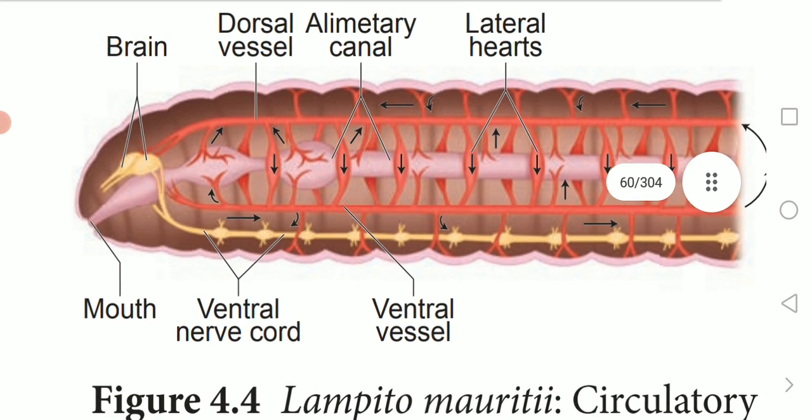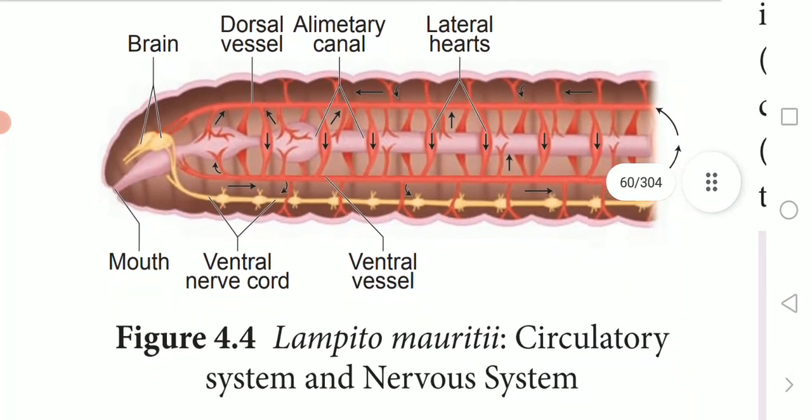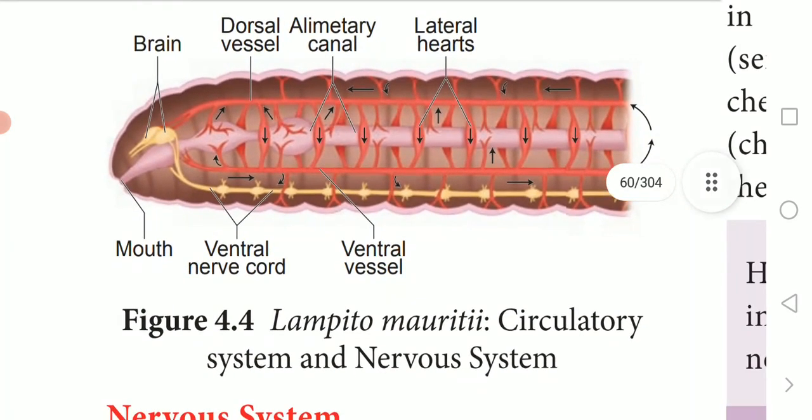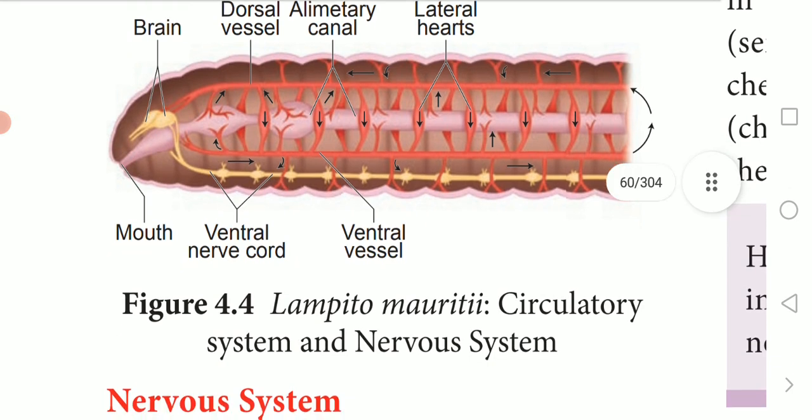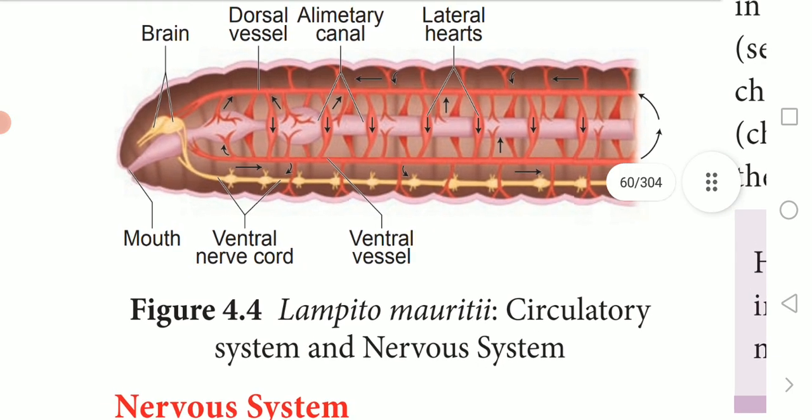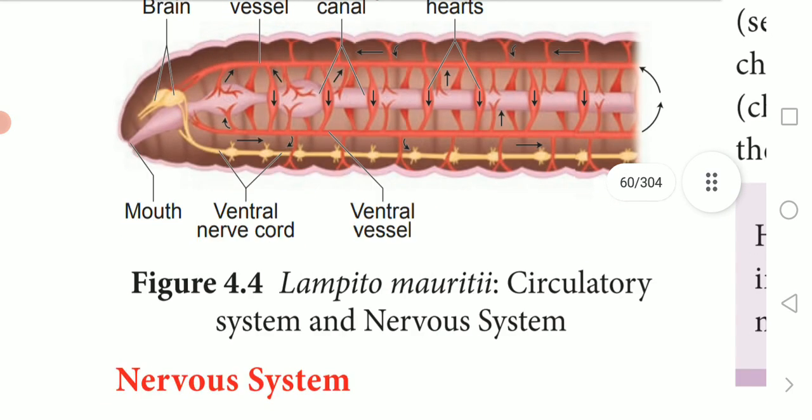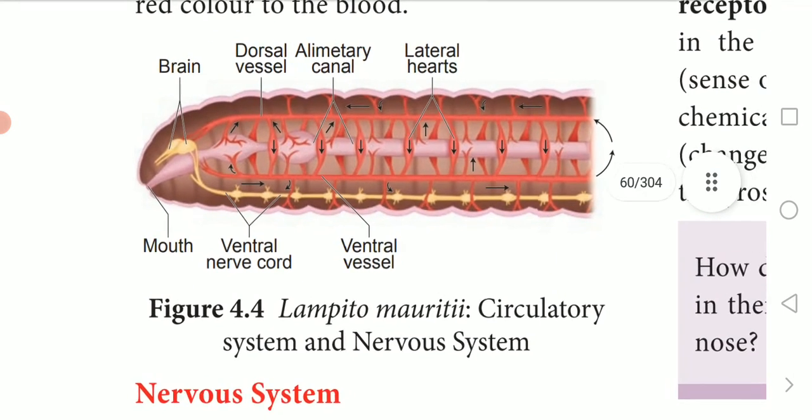The next one is olfactory receptors. These receptors are used to identify smell, a sense of smell. These olfactory receptors are found in the buccal cavity. The next receptors are tactile receptors. They are used to identify touch on the body, a sense of touch.